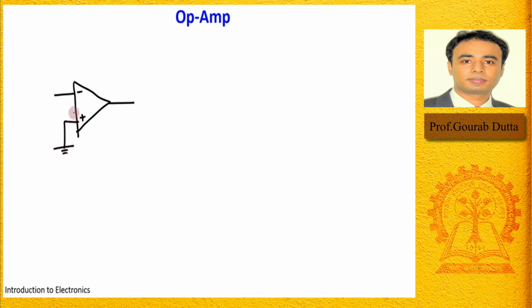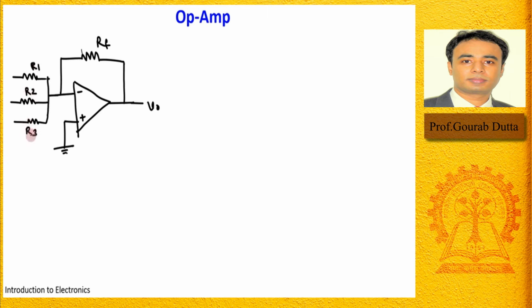Non-inverting is again grounded, and in the feedback loop we have only one resistor, like the simple inverting amplifier case. This is RF. We are denoting it here as RF because it is a feedback resistor, right? And here we have multiple inputs, and multiple inputs are connected like this. This is R1, this is R2, this is R3. You can have even more, right?